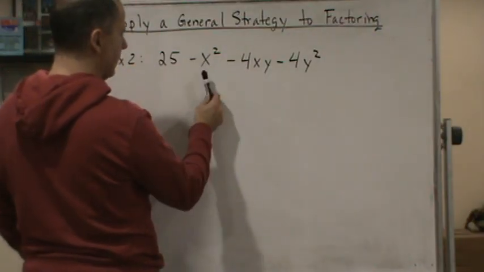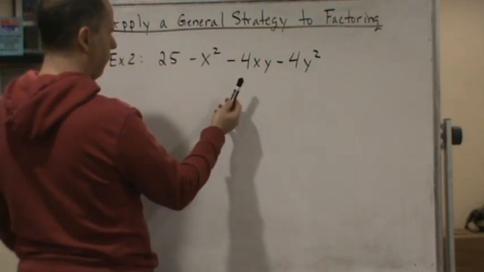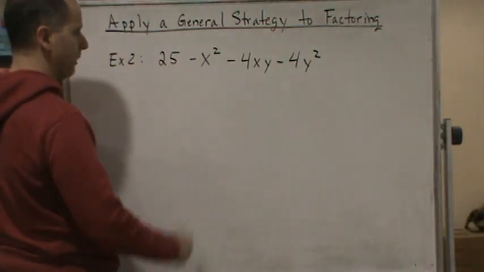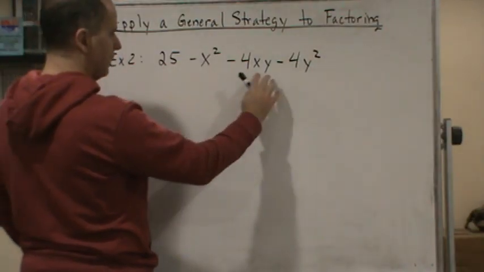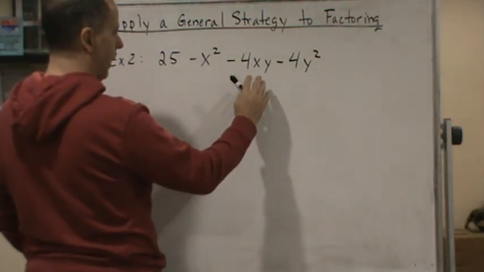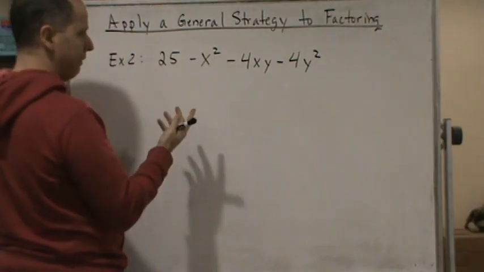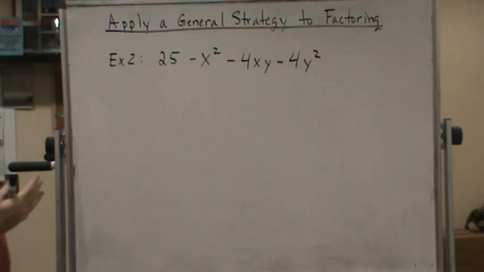I could group these together and take out an x. But if I group these together, there's nothing I can take out, and I'm not going to end up with a common factor. Or if I group these two and these two, I can factor out a 4y, but again, I'm not going to have anything to factor, so the grouping isn't going to work.